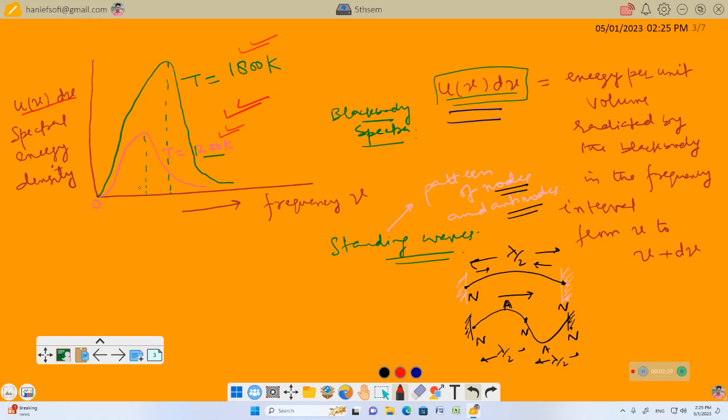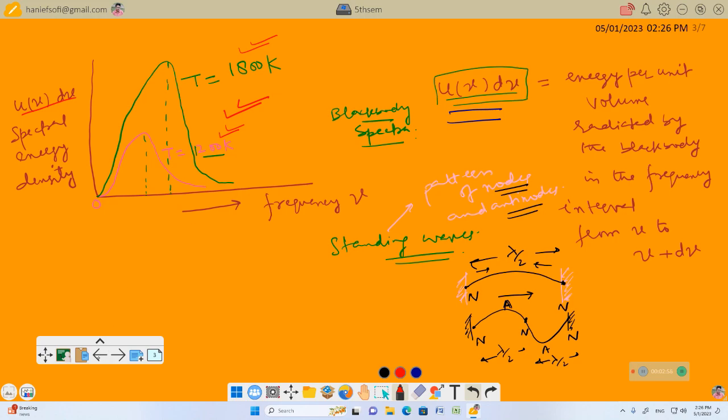Then we notice certain things from this graph. As frequency increases, this spectral energy density first increases, then decreases. And at higher temperature, the curve has the same shape, but the area under the curve is larger and the peak is shifted to the higher frequency end. In this green curve, you can see the peak is at a higher frequency, right?